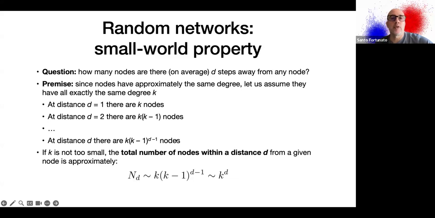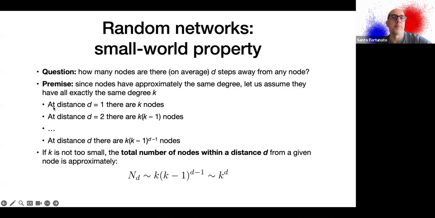And there is a very simple argument, which is actually imperfect, but it gives surprisingly well the right result at a high level, which works like this. It revolves around this question: how many nodes are there on average d steps away from any node? Since the nodes have approximately the same degree, let us assume, as a first approximation, that they all have exactly the same degree k.